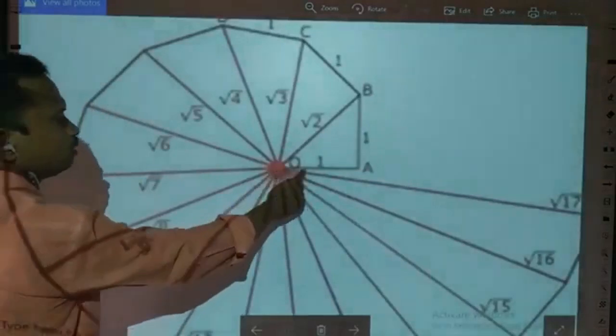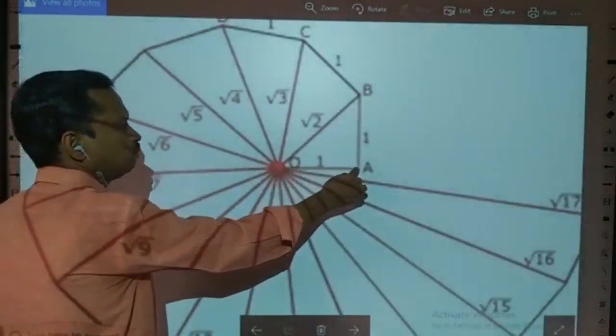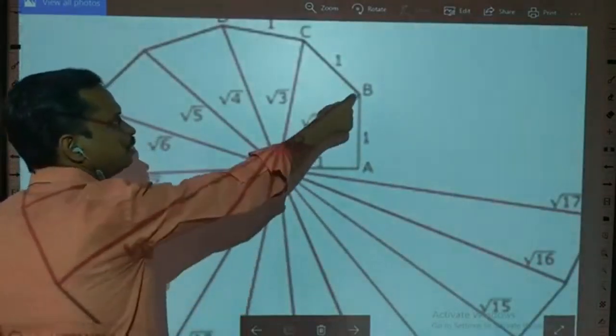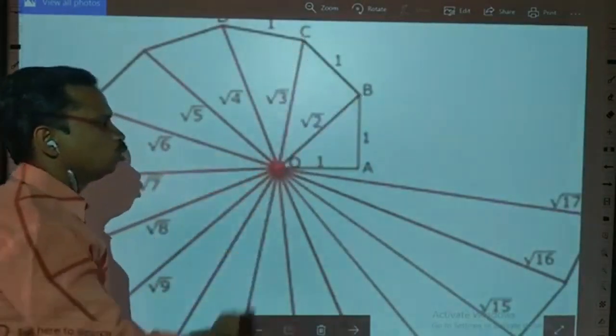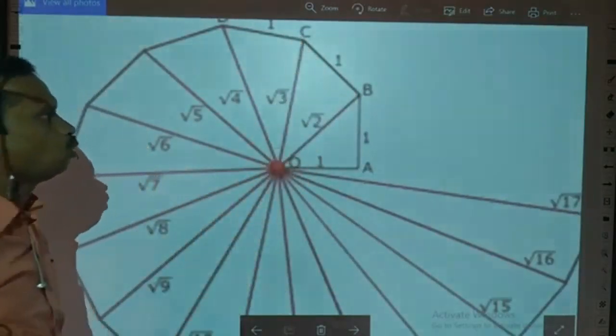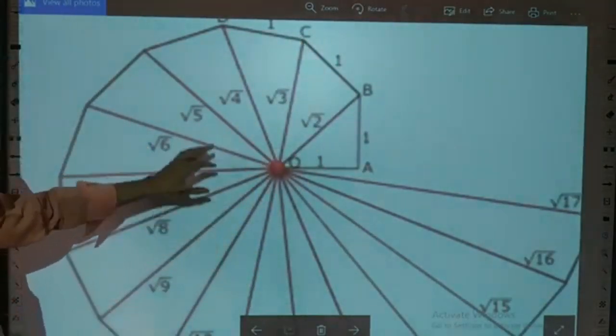From O, you take 1 unit OA and perpendicular AB 1 unit, and then you join to OB. And again from B, perpendicular to OB, that also 1 unit, and you join, that is OC, and you get root 3.